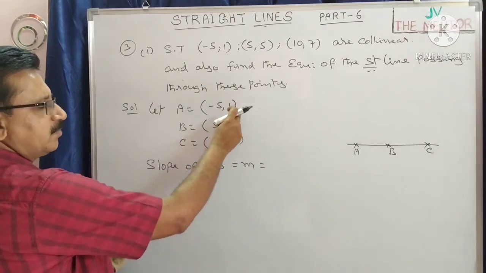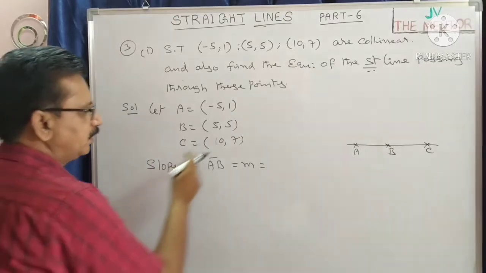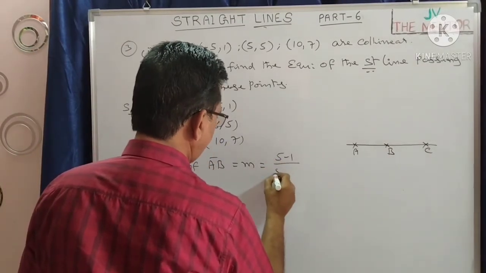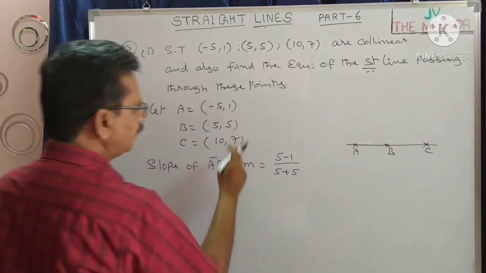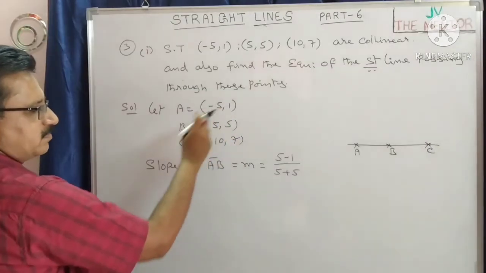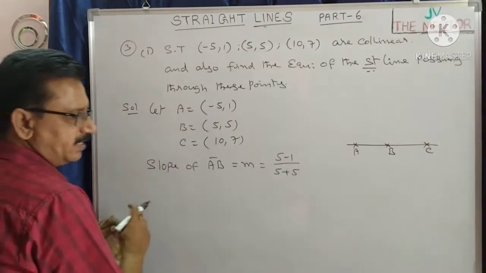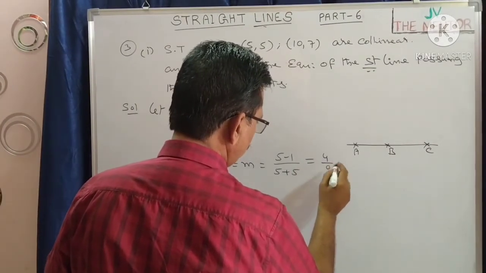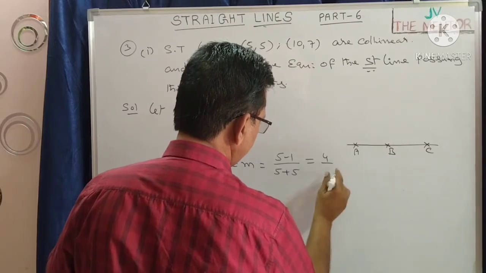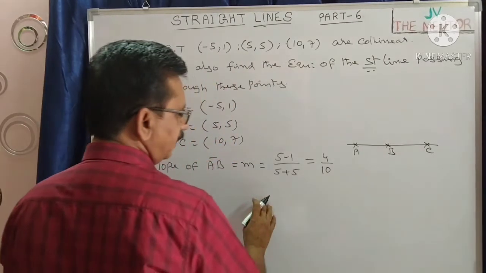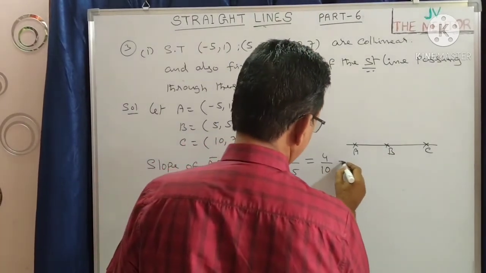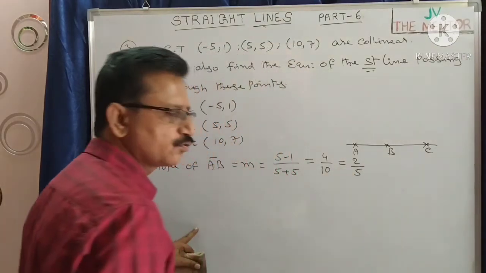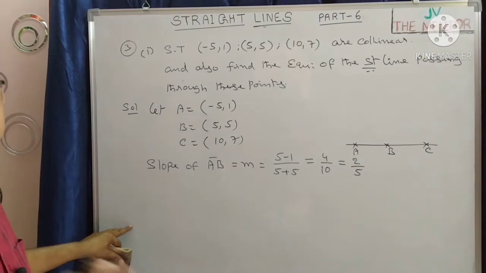Here A is x1 comma y1, B is x2 comma y2. Here y2 minus y1, 5 minus 1, by 5 minus of minus 5, that is 5 plus 5. Here 4 by 10. 4 by 10, cancel 2s, 2 by 5. 2 by 5 is the slope of AB.